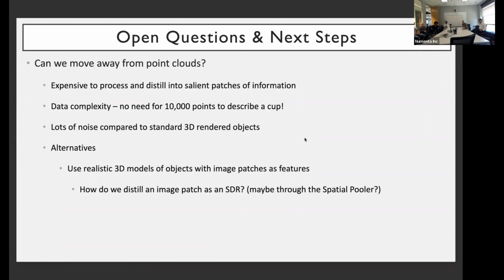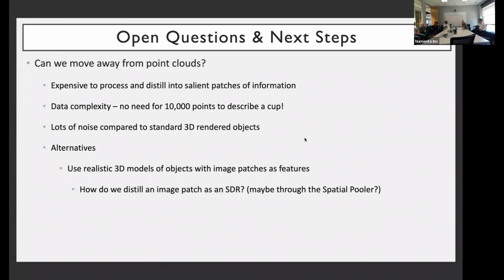The first thing I want to address is the downsides of point clouds. That's something I went over in the beginning, and I want to reiterate it here. It's very expensive to process, and very expensive to distill information into salient patches along the surface of any object. And there's this data complexity problem. I don't need thousands of points to describe exactly what it is.